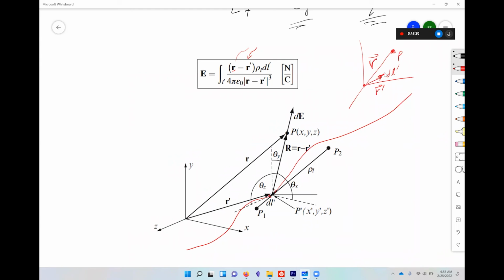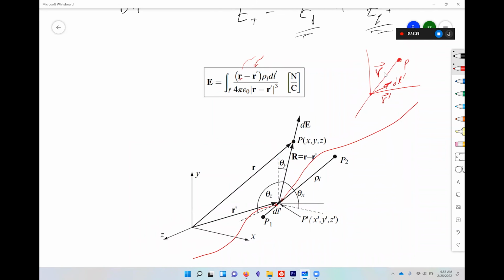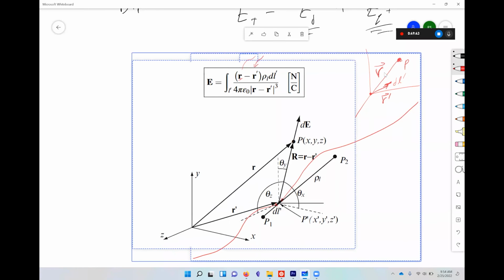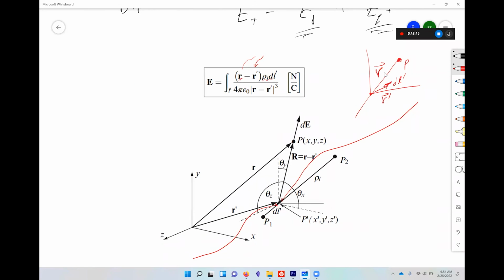And R prime, the prime here indicates that this is the position vector from the origin to a source of the field. R without a prime indicates the position vector for the point in space where you are calculating the field. By the way, this is just Coulomb's law, the field as described for a point charge. Here rho L is the line charge density times dl prime. That gives me charge, right? Rho L is Coulomb per meter, dl prime is meter, so Coulomb per meter times meter is just Coulomb.